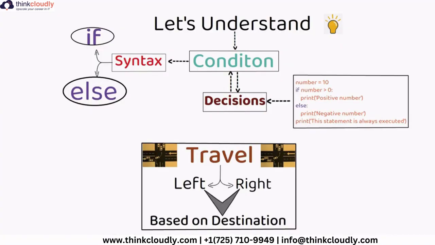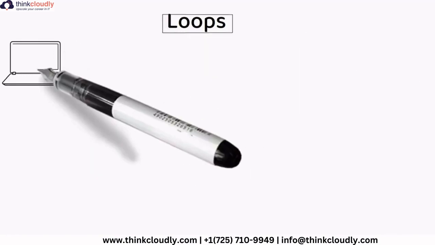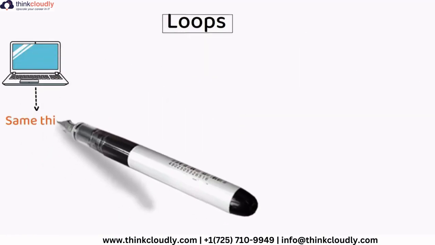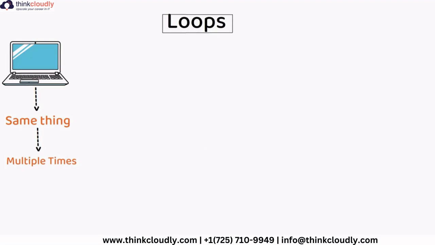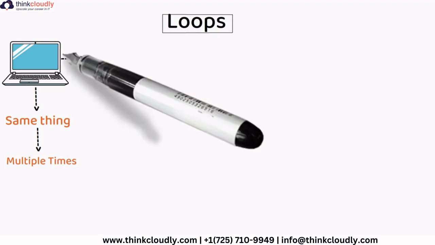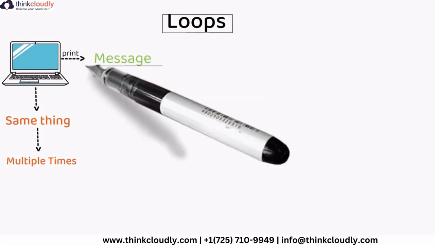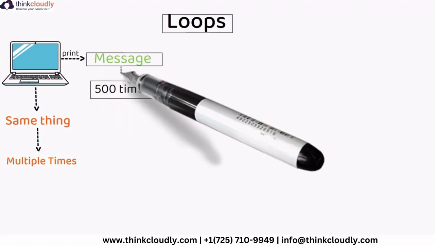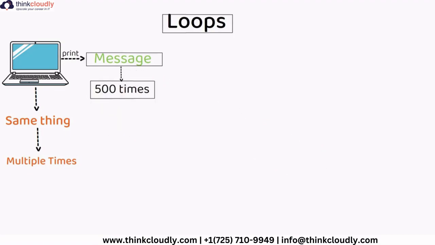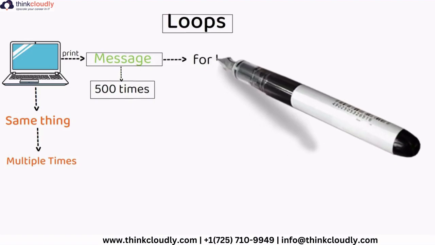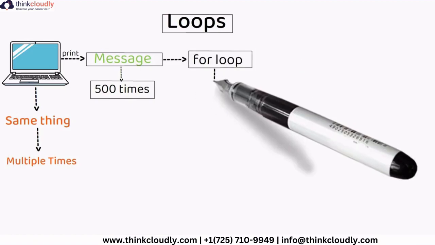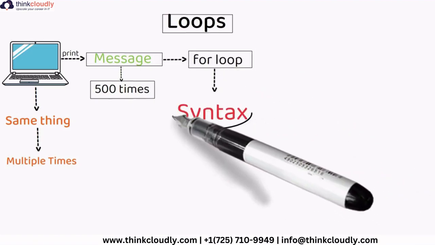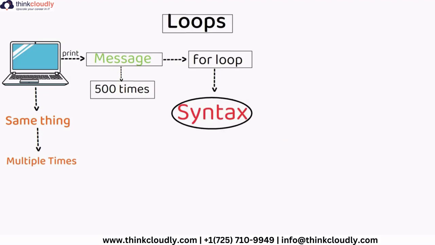Okay, now the last thing I'm going to show you guys is going to be loops. The computer can do the same thing multiple times. It can basically print a message 500 times if you want to. So it is possible. And how do you do it? You can do it with the for loop. This is again a computer syntax which you have to learn when you learn the Python language. You will be able to understand it.